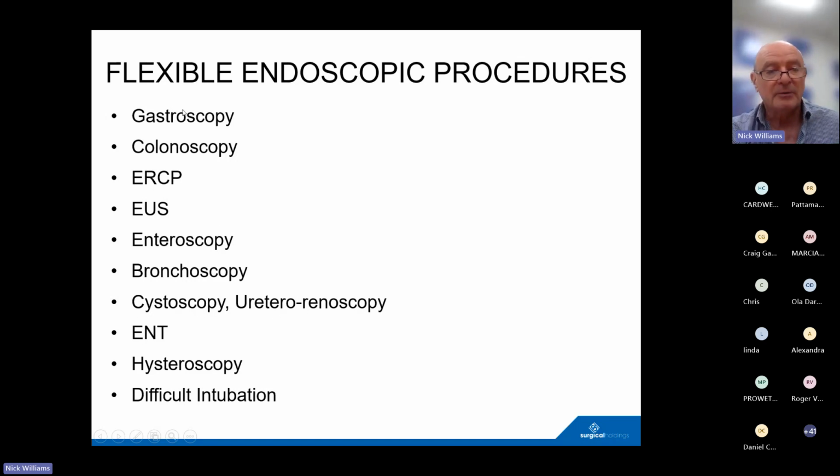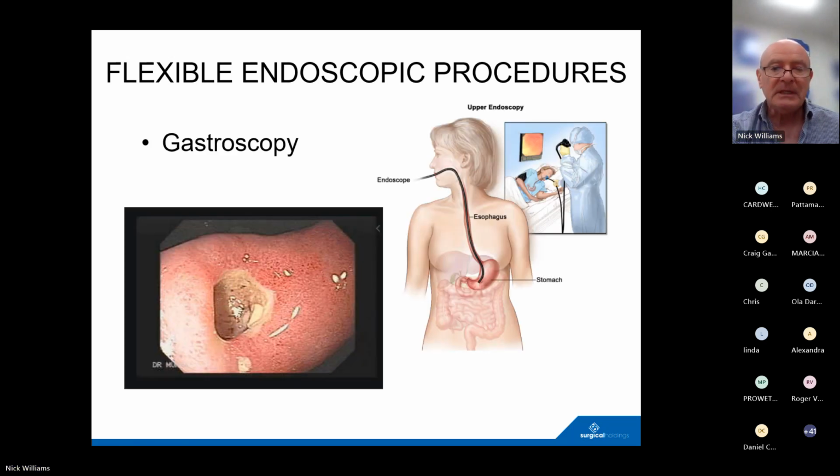In the same way you've got upper and lower tract here, you've got upper and lower tract in the urology or urogenital tract. ENT, so rhinolaryngoscopy, hysteroscopy, and also with anaesthetists for difficult intubation. So these are instruments used for helping out with difficult intubation in anaesthetics prior to operation. Let's look at some of those.